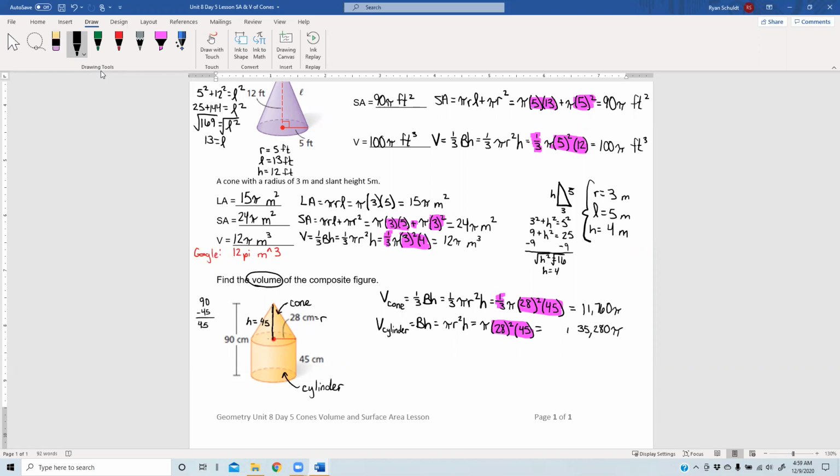And then to get the total volume, we add them together. So that's going to be 47,040 pi centimeters cubed.